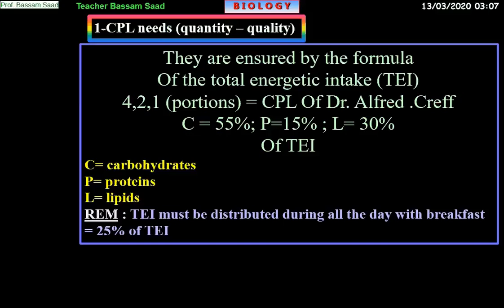You have the total energetic intake. Suppose it is 2,500, you find the amount of energy that must be provided in the form of carbohydrates, and when you find that amount of energy, you make the cross multiplication. You know that 1 gram gives 4 kilocalories. This amount of energy gives X. Cross multiplication, and you find the mass of carbohydrates this individual must eat. The same for the other substances.